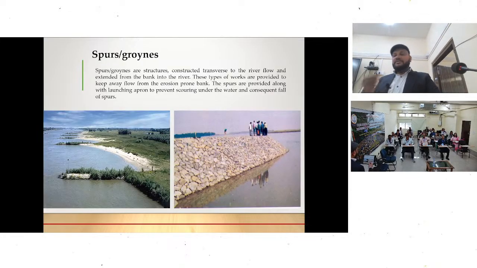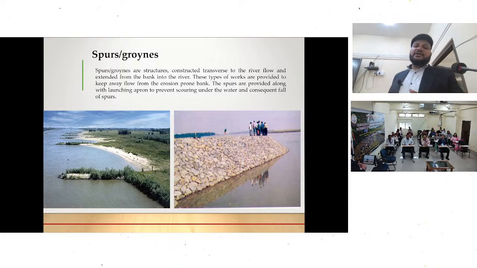Then spurs or groynes. We make spurs for river training, for controlling erosion. Spurs or groynes are structures constructed transverse to the river flow and extended from the bank into the river. These works are provided to keep the flow away from the erosion-prone bank. Spurs are generally of three types. Attracting spurs, if we have to attract the flow towards the bank, or deflecting spurs, if we have to deflect it, and then there is the neutral type. If we place it at 90 degrees to the flow of the river, then it is neutral.